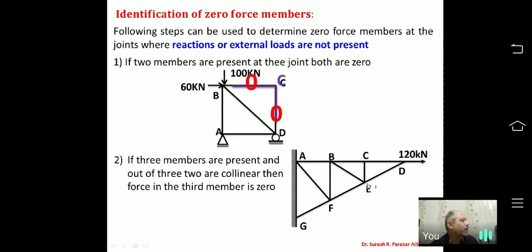Now if I go to joint E, at this joint we have 4 members. Out of these 4, CE is 0. So if CE is 0, then I have three members, EF, ED, and EB. Out of these, EF and ED are collinear. So automatically my BE becomes 0. And likewise we can find the forces in the members by using this concept, that is zero force members. So in this way we can identify zero force members and we can solve the problems very easily.